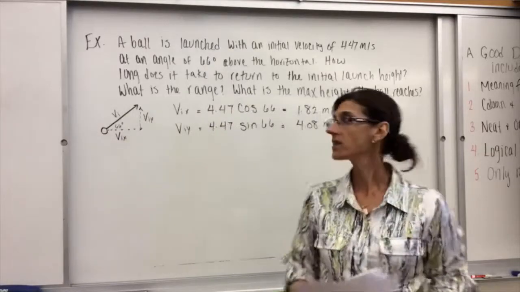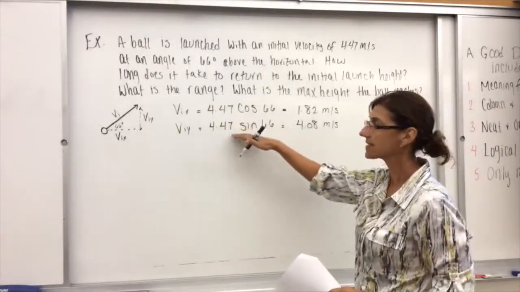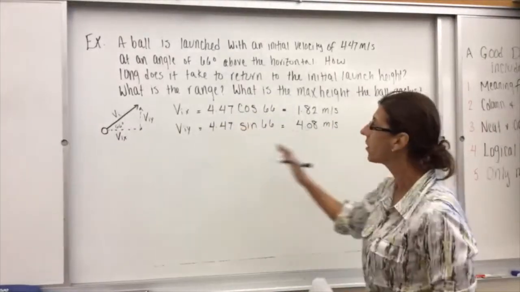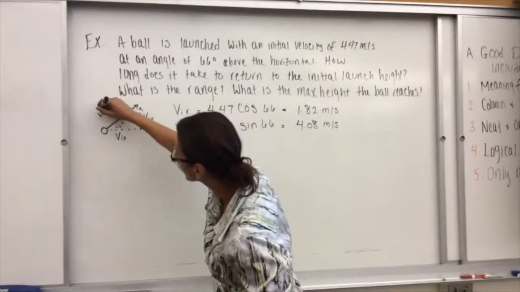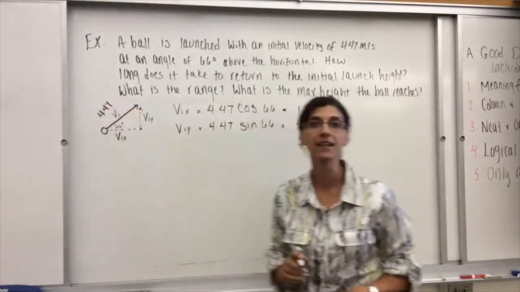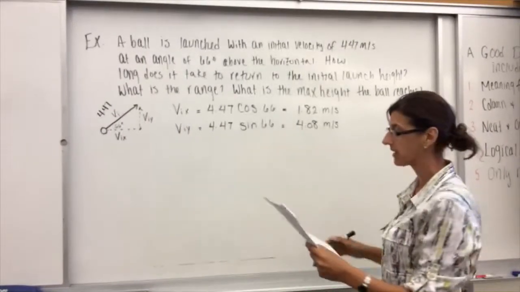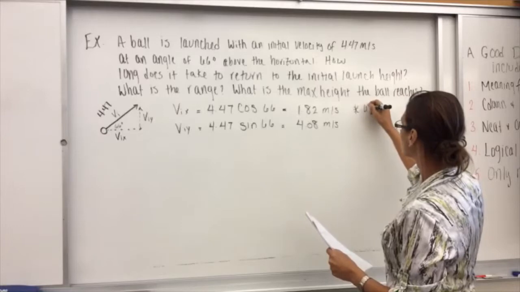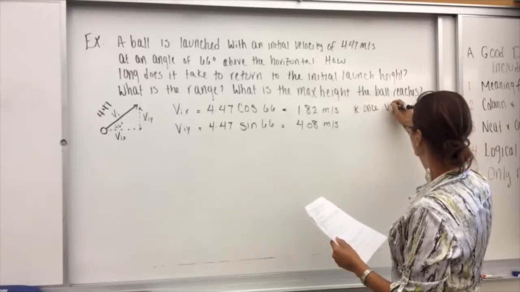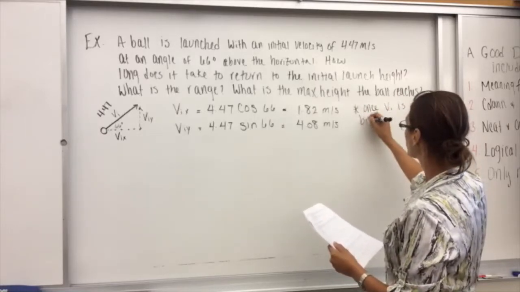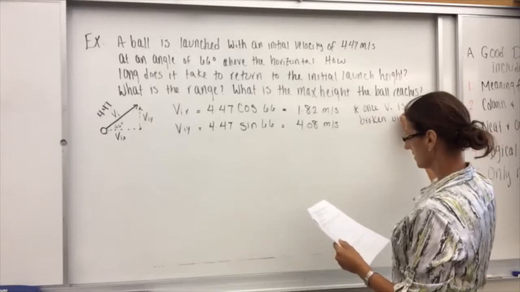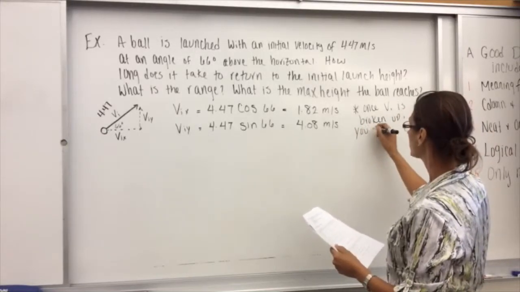Now, once we have found the initial x and y components, we no longer need the 4.47 value. That is no longer valuable for us because it's angled and we can't use it. So once v initial is broken up, you no longer use it.